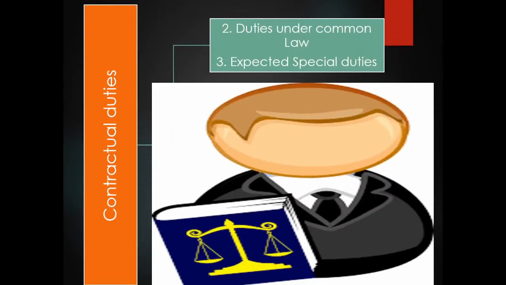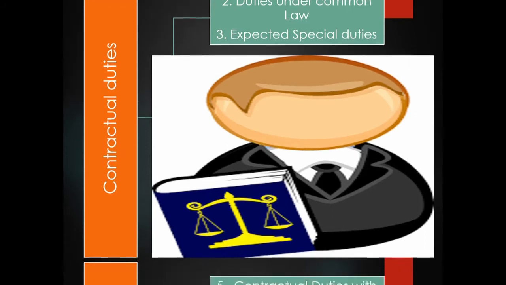And the second one, duties under common law and expected special duties as per common law. Common law specifies the unwritten law of a country. There are many things which are not written, but even though we obey such rules or such laws, it is the duty of the auditor to follow all those laws. That is expected special duties. Expected special duties are mentioned under the articles as well as the memorandum. Along with that, it is the duty of the auditor to follow the common law prevailing in that country.